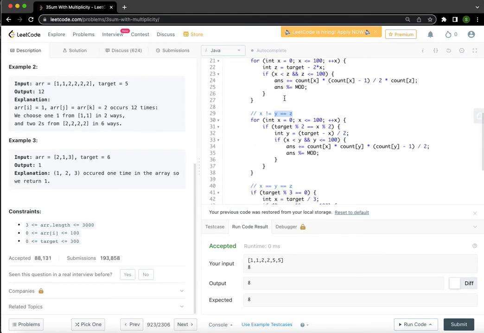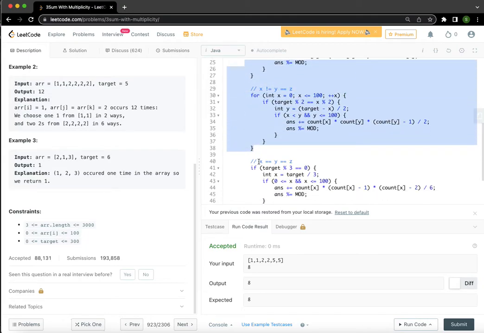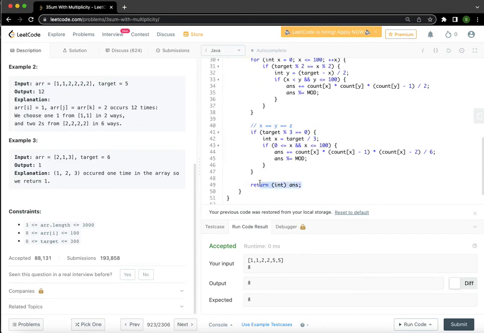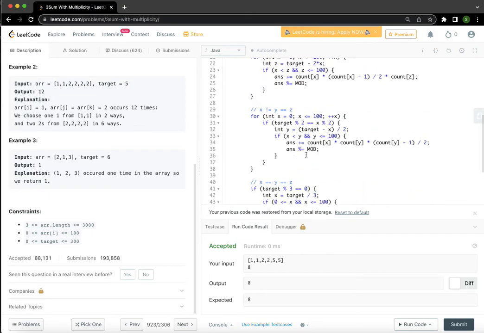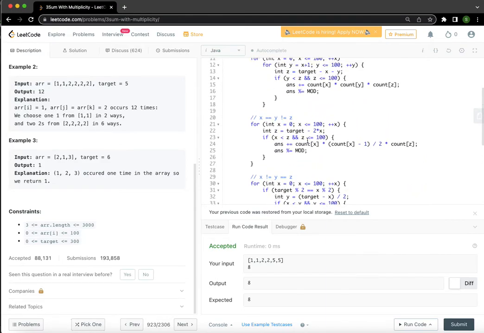So yeah, our case is not going to add any value between these loops. And then if x, y, and z are the same, then also that's not the case for us. But then the answer goes back. Now let me go a little deeper on what these things are doing here.